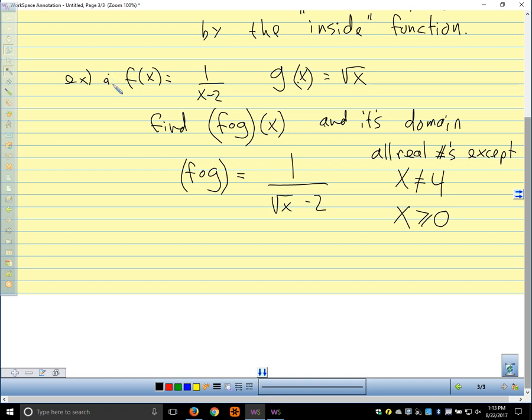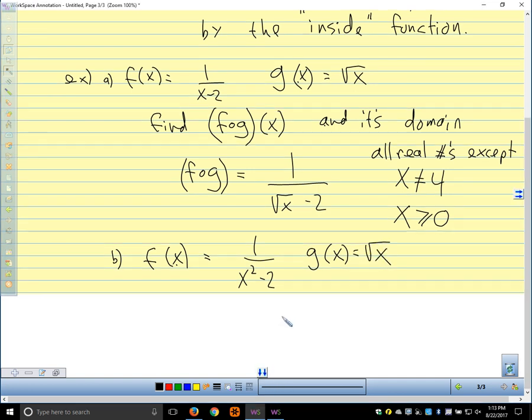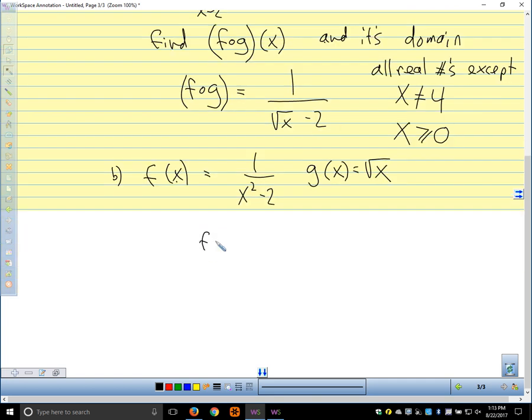So I'm going to say a and b. Here f of x is 1 over x squared minus 2. And g of x is the square root of x. So f of g now, we plug this in here, and we get the square root of x squared. We just get x. So if we weren't careful, we would say, what are we restricting from the domain of the composition? x not equal to 2.